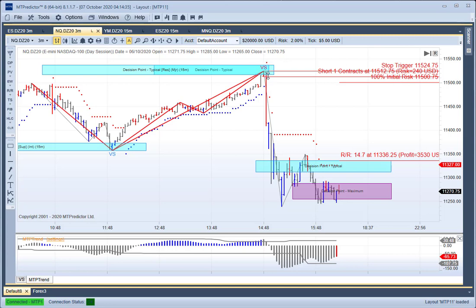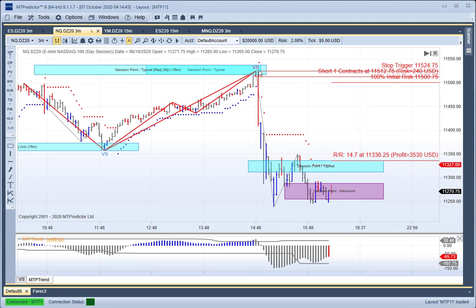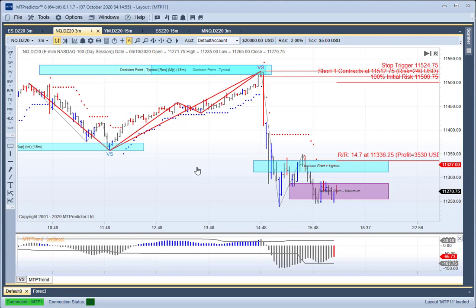So when the losses come through, the losses are small, but we look to have trades that are large as a result of those trade setups, but not just in dollars, but in risk reward. In other words, this trade here, the profit was 14.5 times the initial risk. So in other words, you could have made 14 losing trades and still be up. That's the whole idea of MTPredictor.